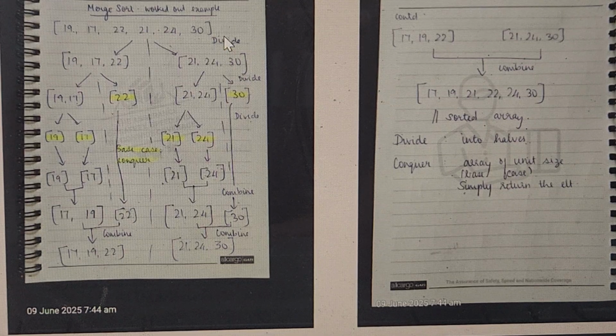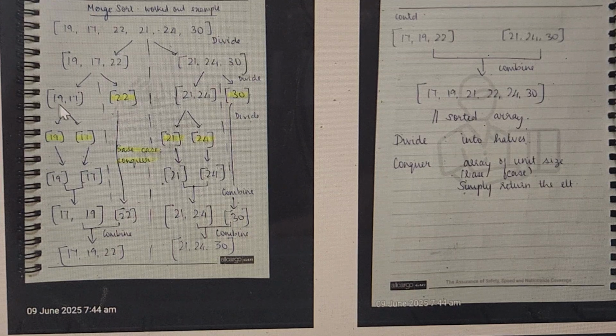Again, this array has size 3. Our base case is when the array is of size 1. This is not the base case, so again you divide. It gets divided into 19, 17 on one hand and 22 on the other hand. So if you see here, 22 is an array of unit size, so it's the base case. Whenever it is needed, it will just be returned as such. No operations are going to be performed here.